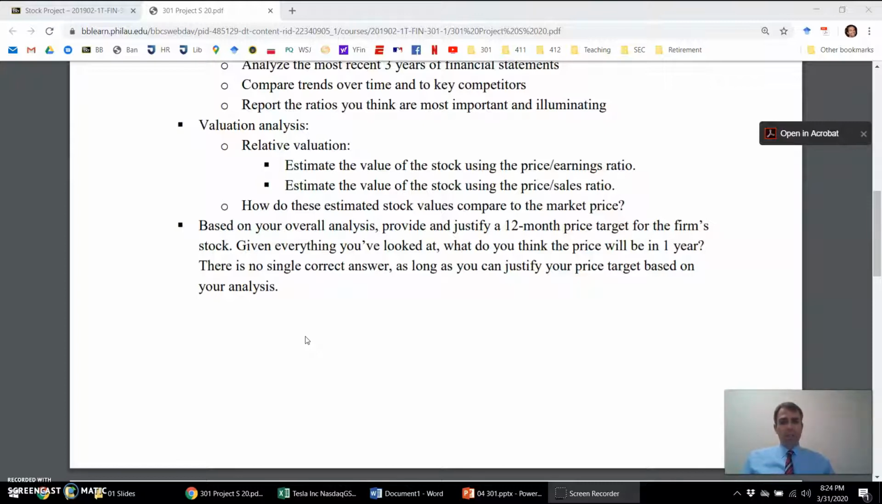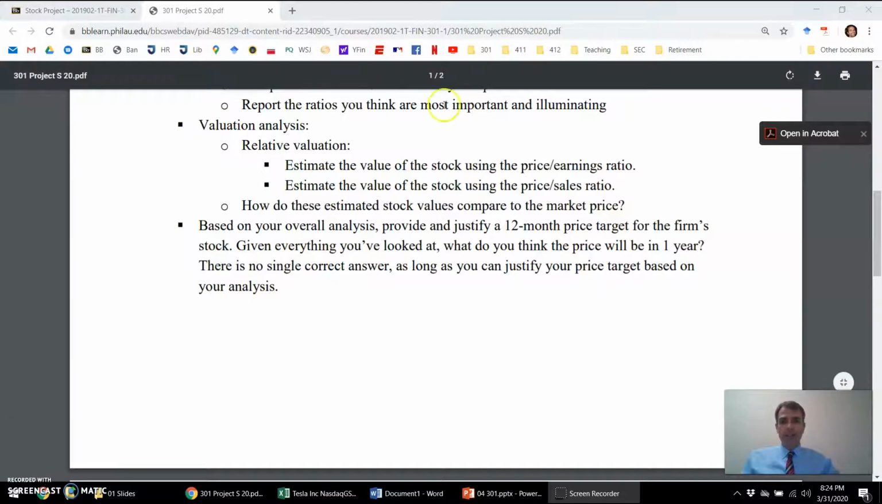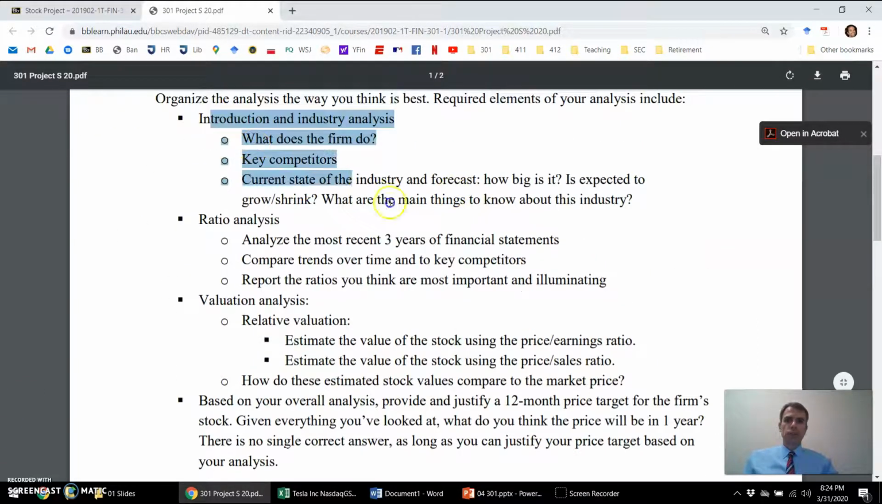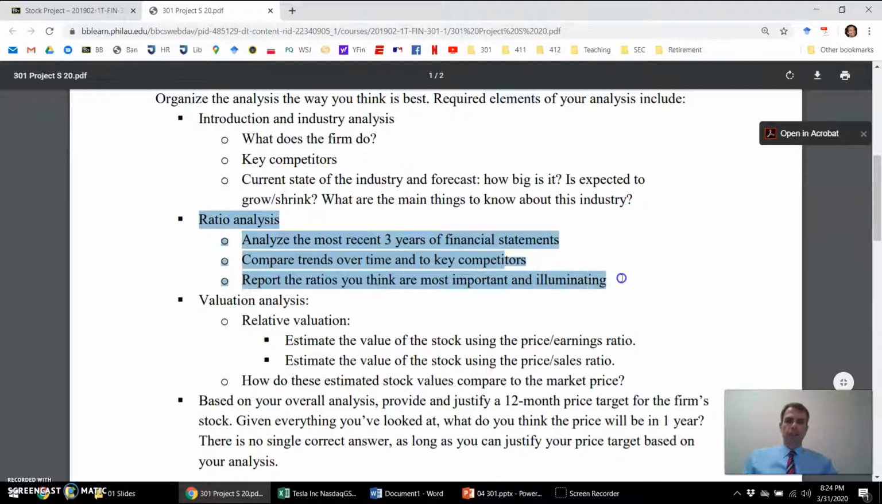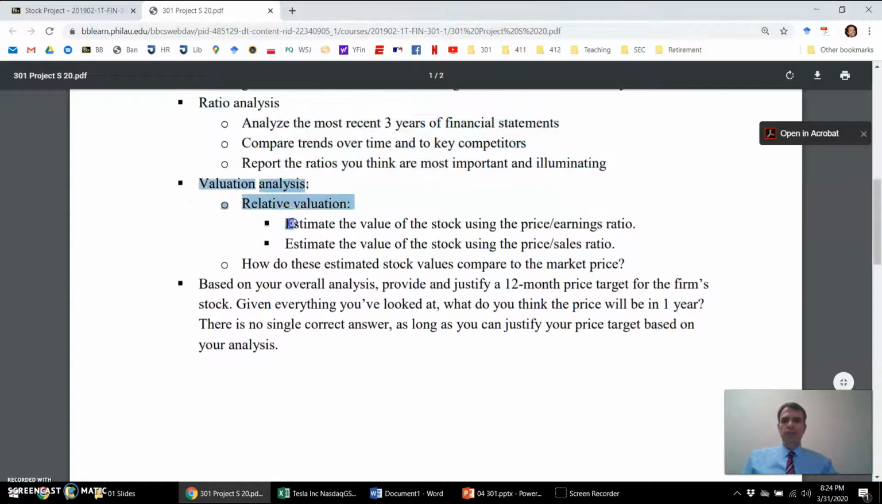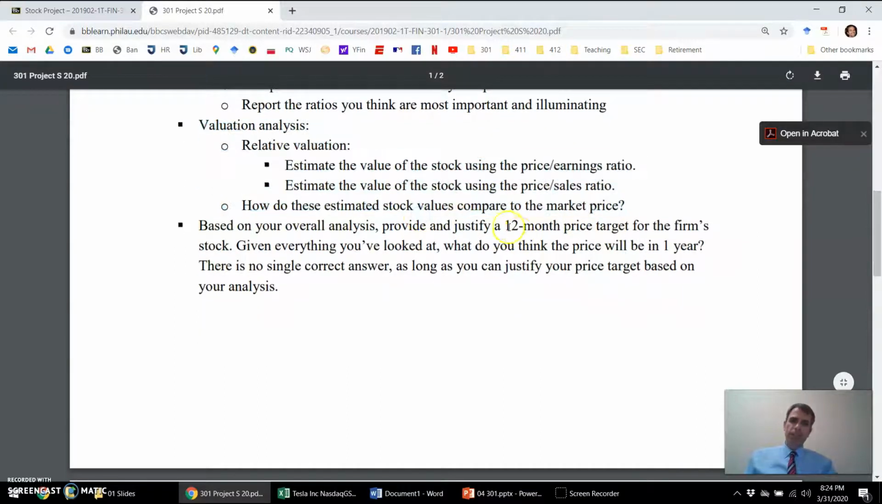So what you need to do is, given all the analysis you've done in the sections above, what you've learned about the industry, what you've learned in terms of ratio analysis, looking at your stock valuation models, and anything else, right? What do you think the price is going to be of your firm's stock in 1 year?